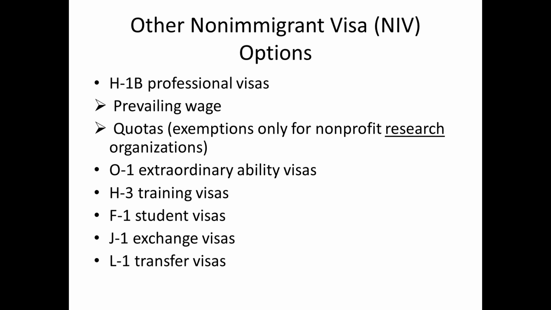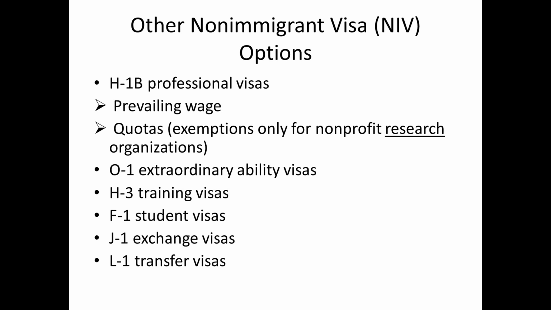Note that there are quotas for the H-1B visas. There are exemptions for nonprofit research organizations, but that's pretty much your only exemption, which typically means that you have to file on April 1st in order to get a quota number. The start date will only be October 1st.